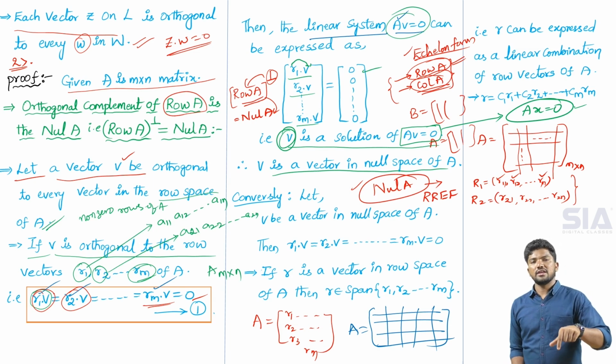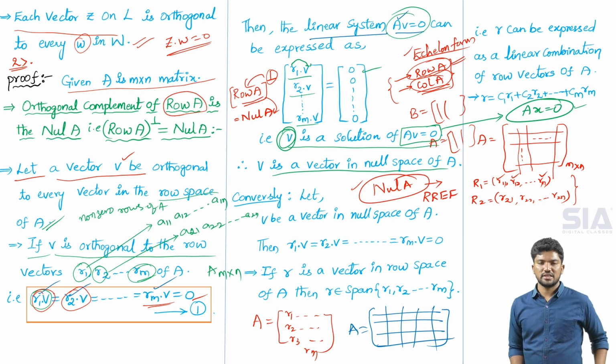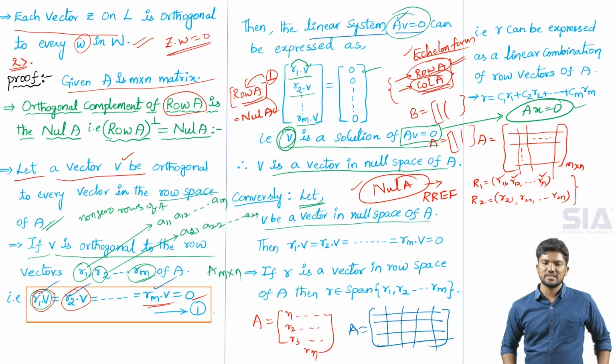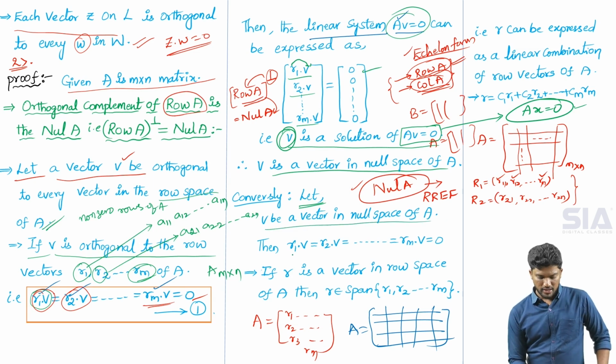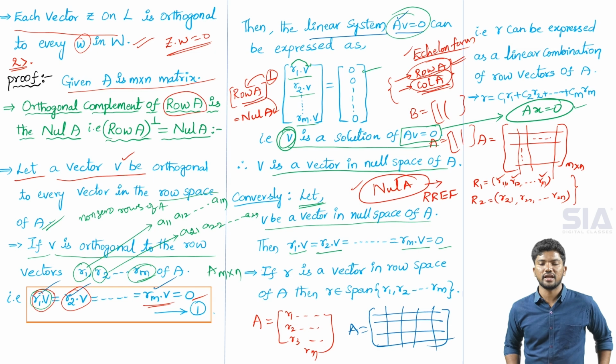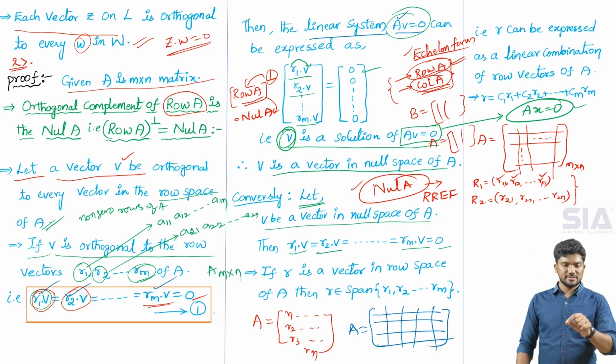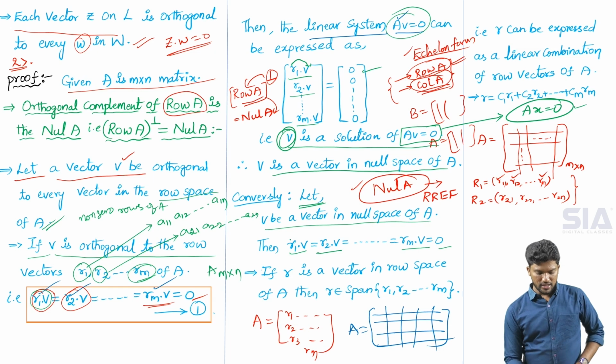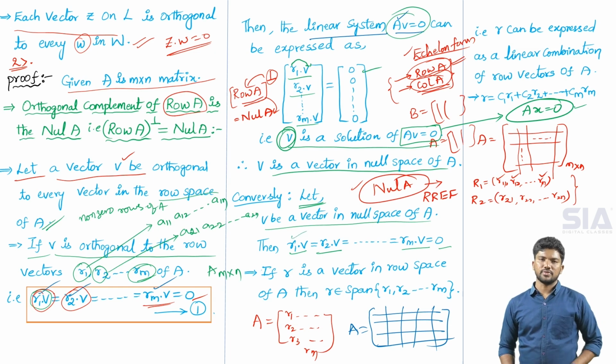But we have V belongs to a vector space. That vector space we have here is the null space. So therefore, conversely we can say that let V be a vector in null space of A, then R1 into V, R2 into V up to so on Rm into V equal to 0. Whenever you take vector capital V in the null space of A, according to the null space definition, we can write the product value with vector rows.